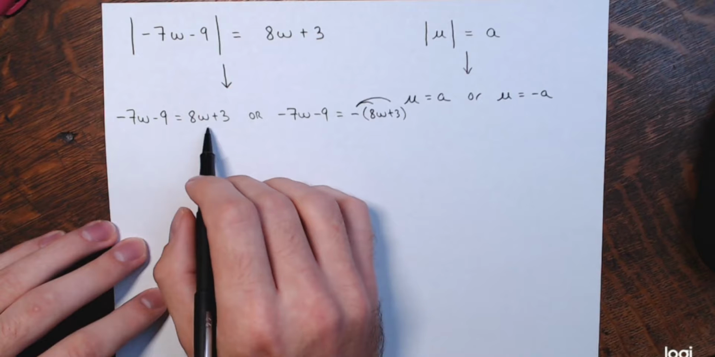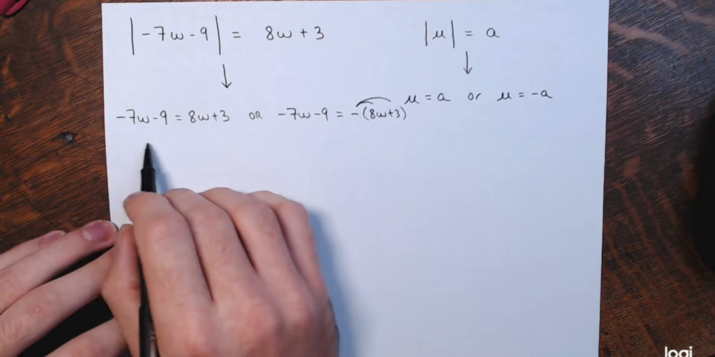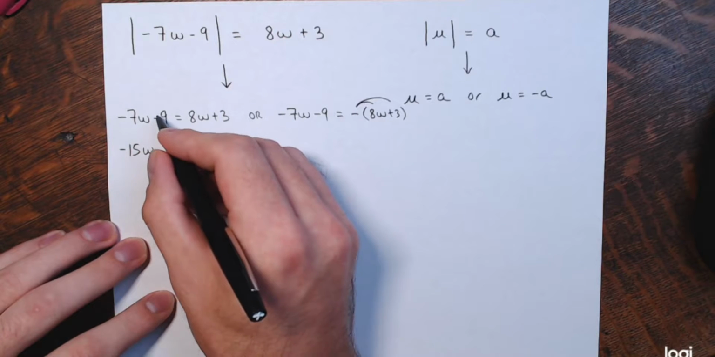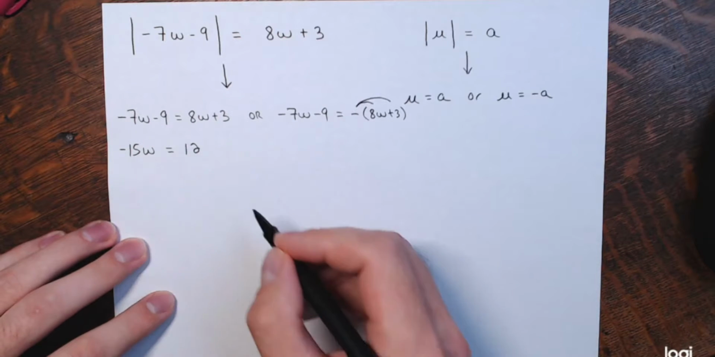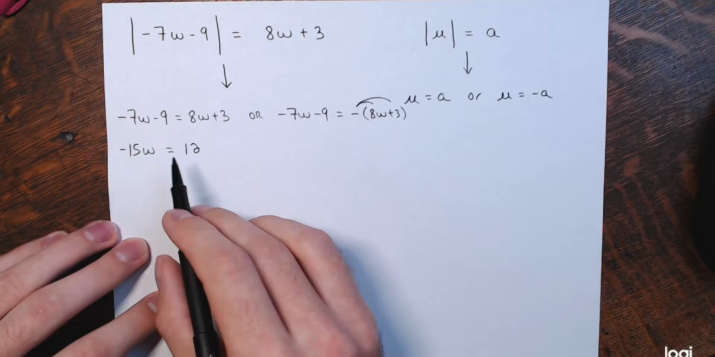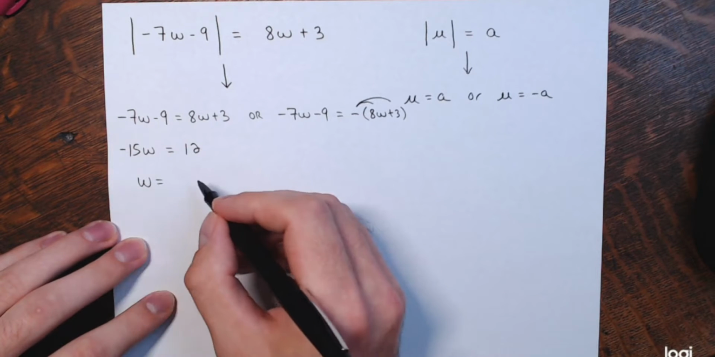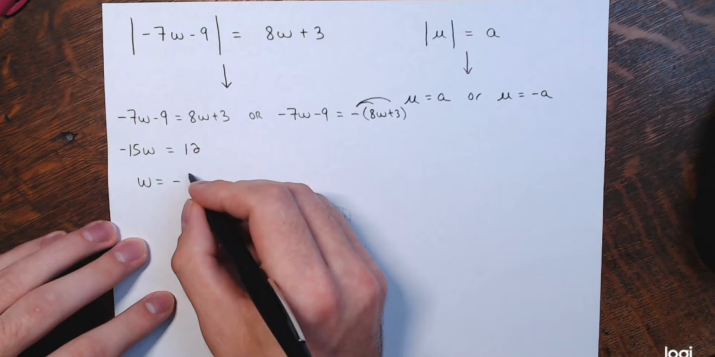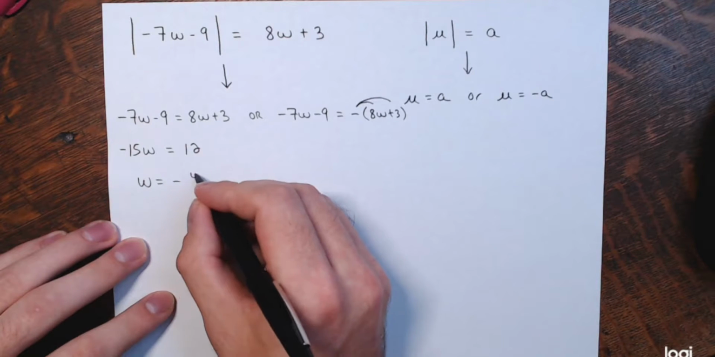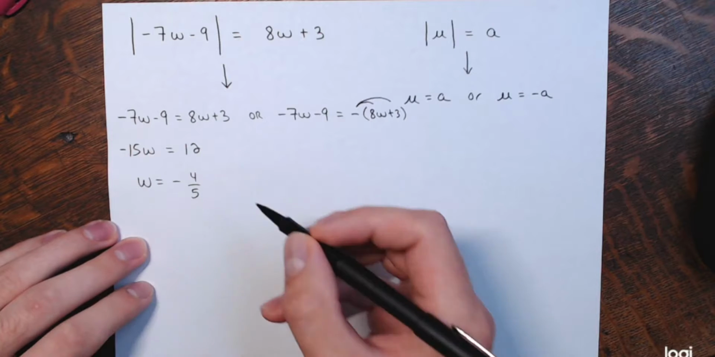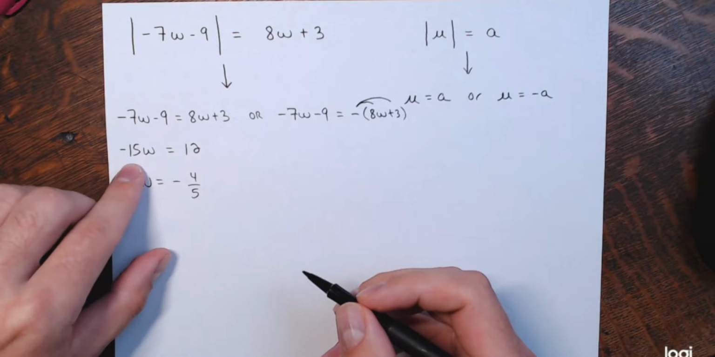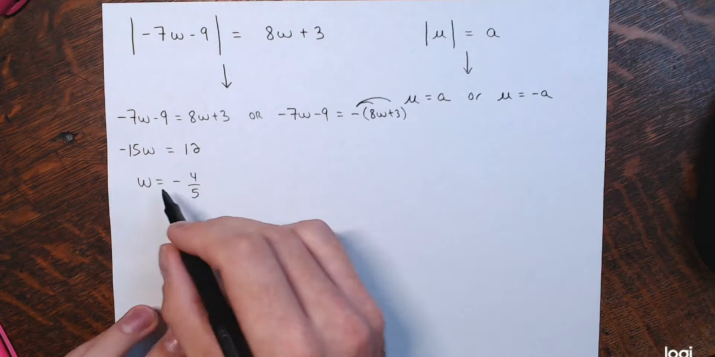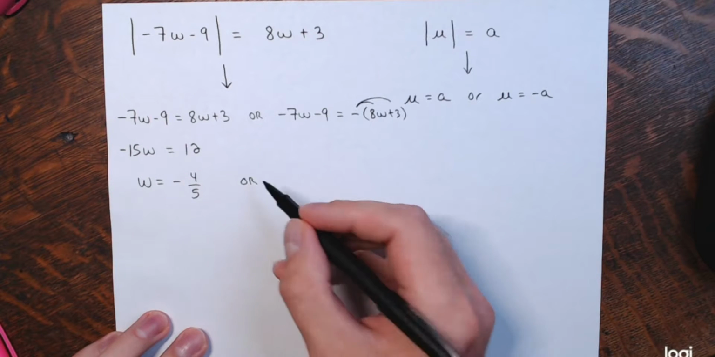So this first equation, if I subtract 8w, I'd have negative 15w on the left, and then I would add 9 to get 12 on the right. Then divide by negative 15 to get negative 12/15, which would be negative 4/5. Sorry, negative 4/5, because 12 is 3 times 4 and 15 is 3 times 5. You'd cancel the 3s. So this is one value I'm going to check back in the original equation.